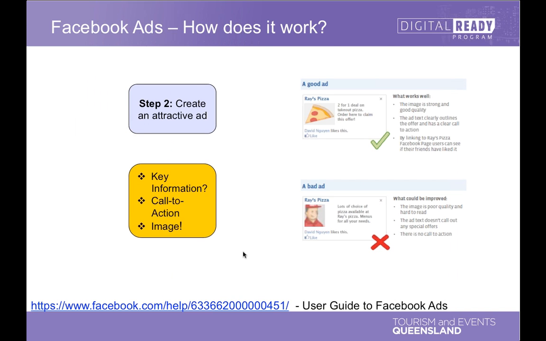So step one, decide what you're actually going to advertise. Step two, obviously create our ad. So the ad should contain your key information. What do you want to tell people? It should contain a strong call to action. What do you want them to do? You need to tell them what to do online. It sounds like a really obvious thing to say, but I see so many ads where they don't tell people what to do, and they've wasted all that time and effort. So call to action, tell them what to do.